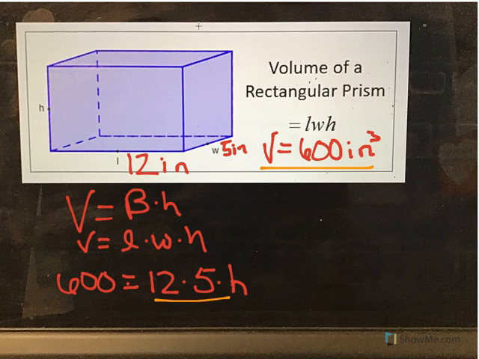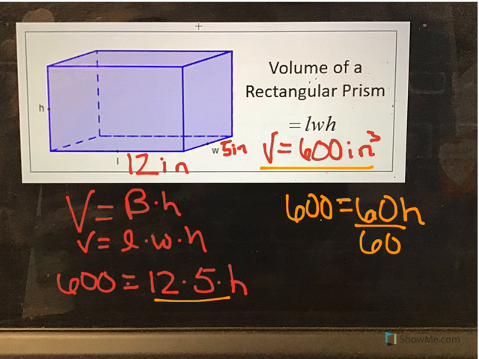Let's combine like terms. So we get 600 equals 60h. Okay. I'm trying to isolate the variable. What am I doing to this h? I'm multiplying by 60. The inverse, or the opposite of that, is dividing by 60. That gives you 1, and 1 times h is h. Whatever you do to the right side, you do to the left side.